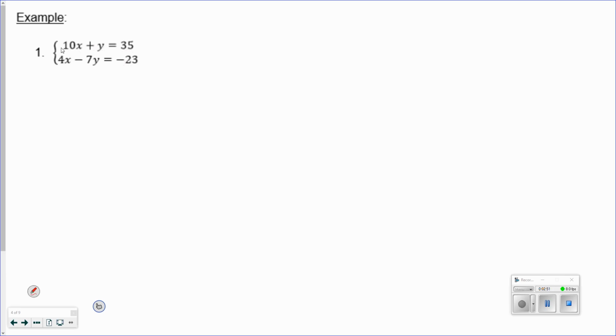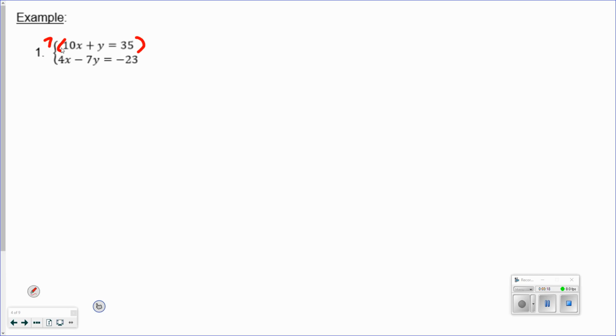When I do elimination, I'm trying to get one of my variables to cancel out. So if I'm looking at my x's and my y's have opposite signs, the first one's a positive, the second one's a negative. That means that all I have to do is get this top equation to have the 7 in front of the y. So I'm going to take that first equation and multiply it by 7. So multiply everything by 7.